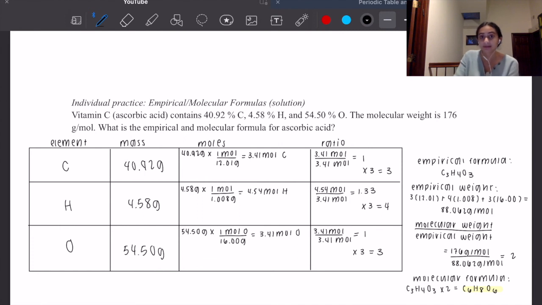Now I want to get the number that I multiply the empirical formula by. So I take the molecular weight, 176 grams per mole, and divide by 88.062 grams per mole to get 2. And that is what I'm going to multiply the empirical formula by to get a molecular formula of C6H8O6. That is our example problem and the end of the discussion for this week.